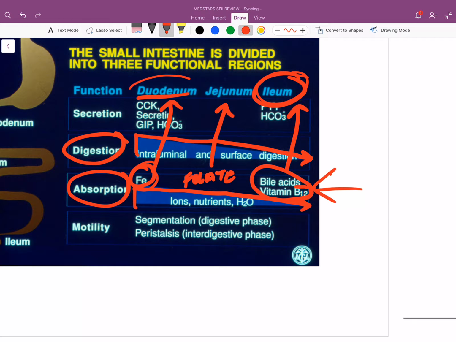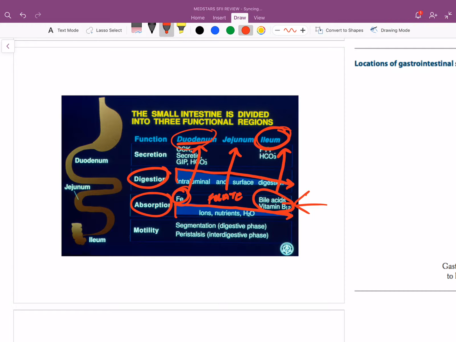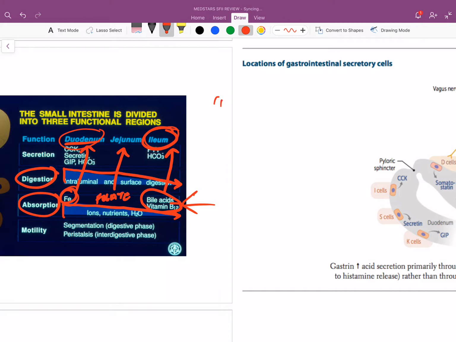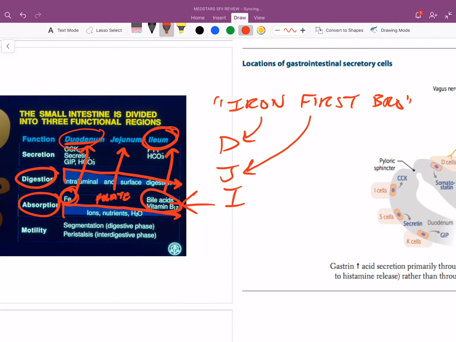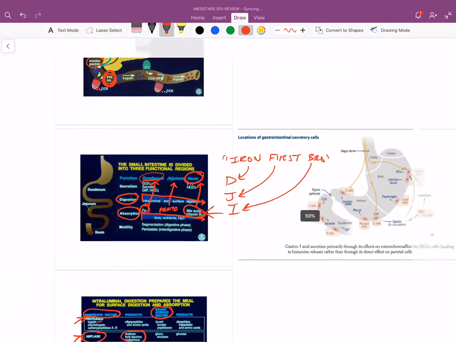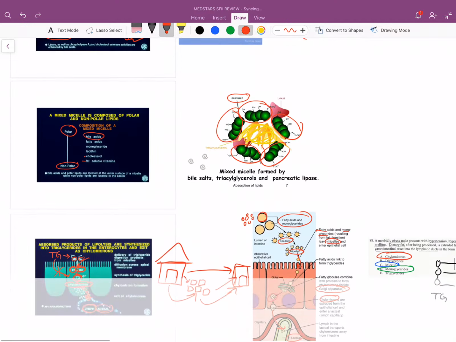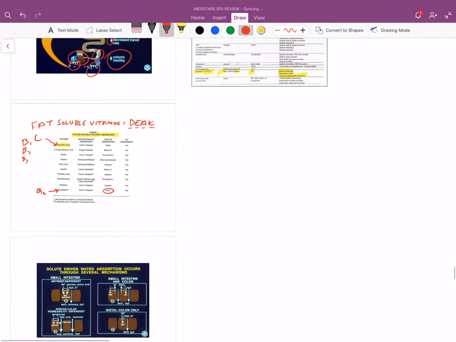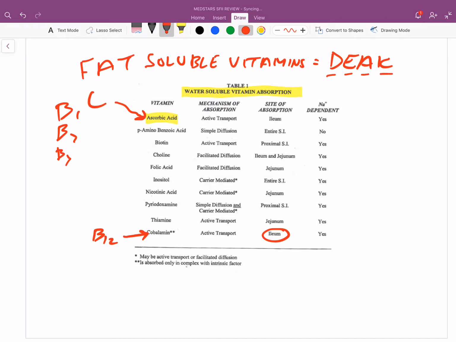Where does iron get absorbed? In the duodenum. A really great mnemonic for absorption of iron, folate, and vitamin B12 is this: is iron first, bro. Iron first, bro. Because you have DJI, Dow Jones Index, is how I memorize the small intestine. So iron gets absorbed in the duodenum, folate gets absorbed in the jejunum, and vitamin B12 gets absorbed in the ileum.